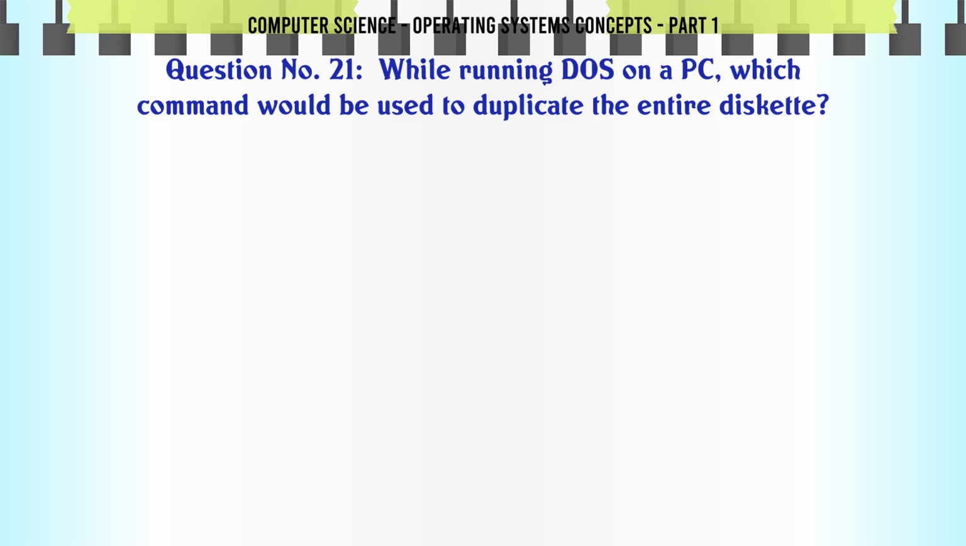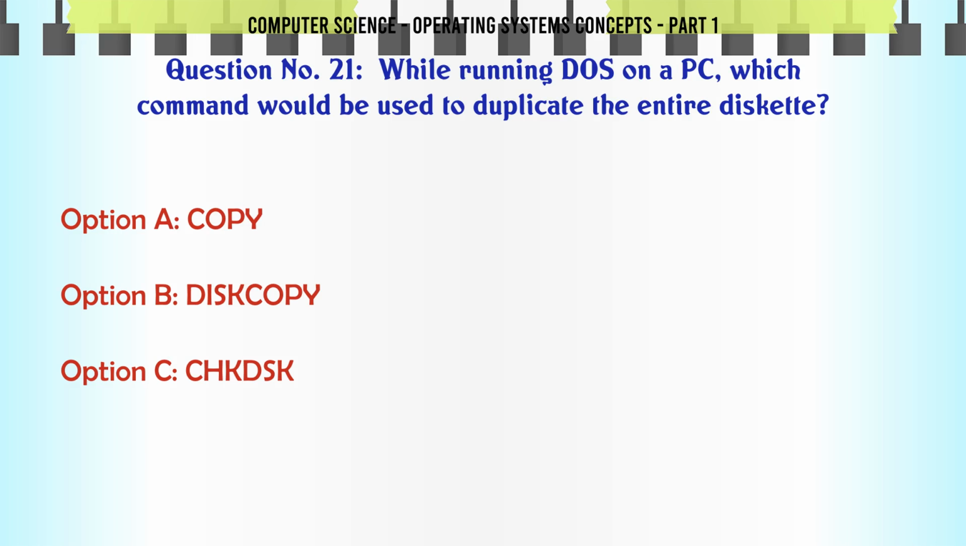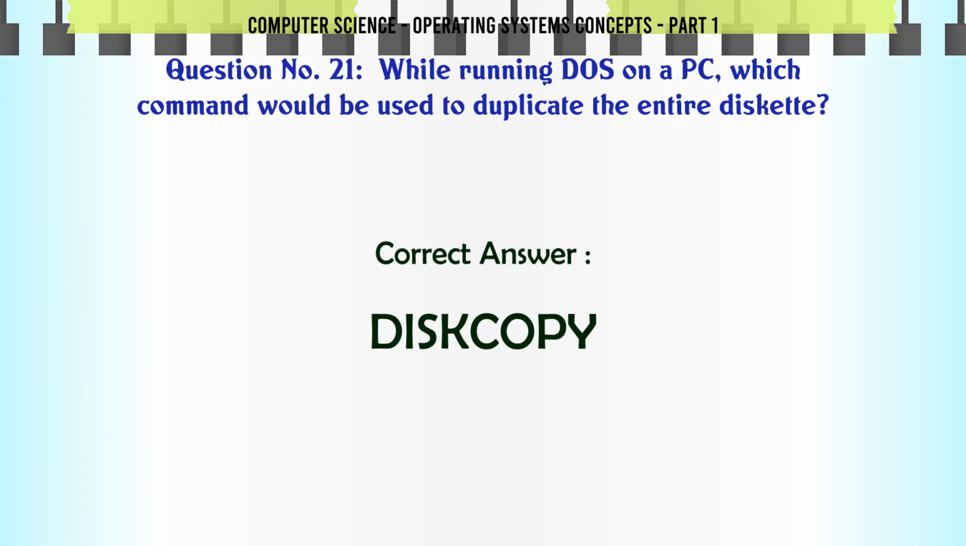While running DOS on a PC, which command would be used to duplicate the entire diskette? A. Copy. B. Disk copy. C. chkdsk. D. Type. The correct answer is disk copy.